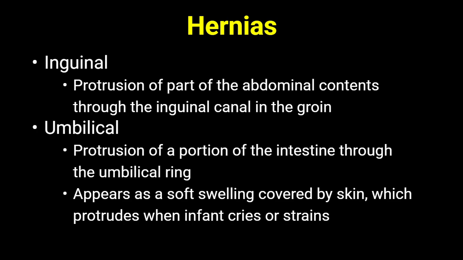An umbilical hernia occurs when part of the intestine protrudes through the umbilical ring. It appears as a soft bulge at the umbilicus that becomes more prominent when the infant cries, coughs, or strains. Unlike inguinal hernias, most umbilical hernias close spontaneously by 3 to 5 years of age and rarely become incarcerated. Surgery is considered only if the hernia persists beyond early childhood, becomes very large, or develops complications.